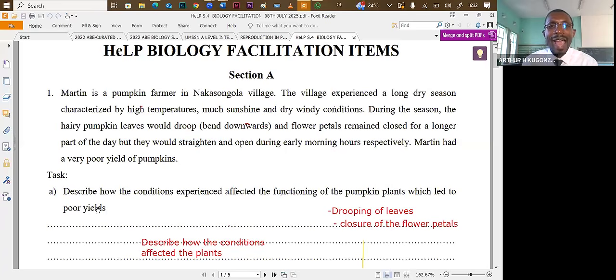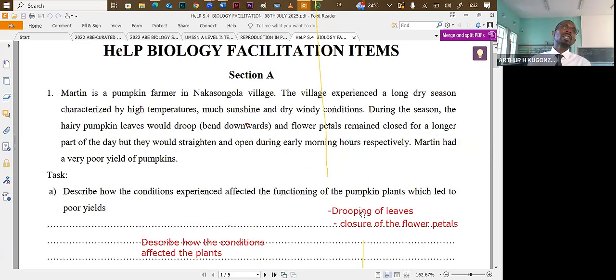Then another question is, are they leading to poor yields? Because our original task says, which led to poor yields. So the straightening of the leaves does not lead to poor yields, and also the opening of the flower petals does also not lead to poor yields. So therefore, it means that when we read through our scenario, we have only been able to extract only 2 points. So these are the ways how the conditions affected the plants. These are the 2 ways.